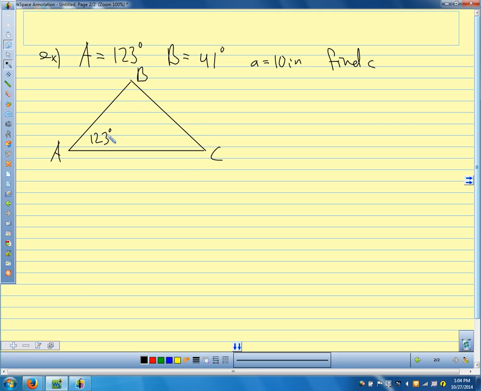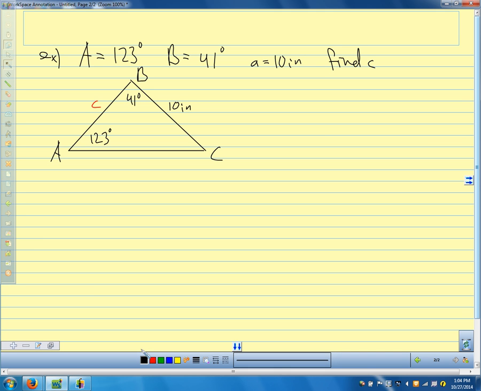So if they give the triangle to you in a different way, you can always just rename your angles and just make sure you find the appropriate one at the end. So this one is 41 degrees, and this is 10 inches, and we want to find side C.